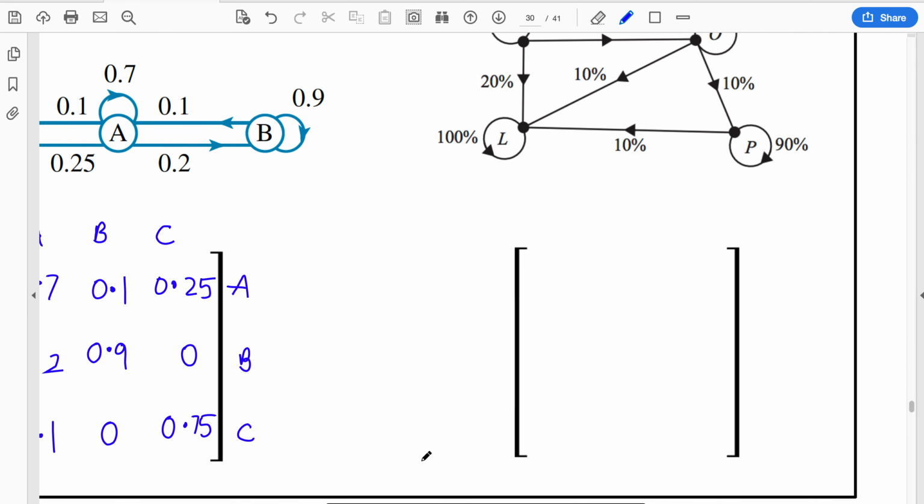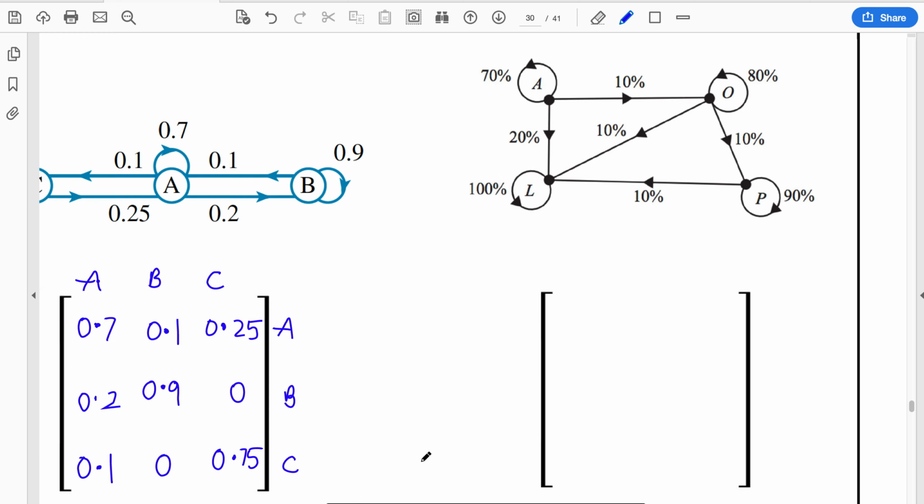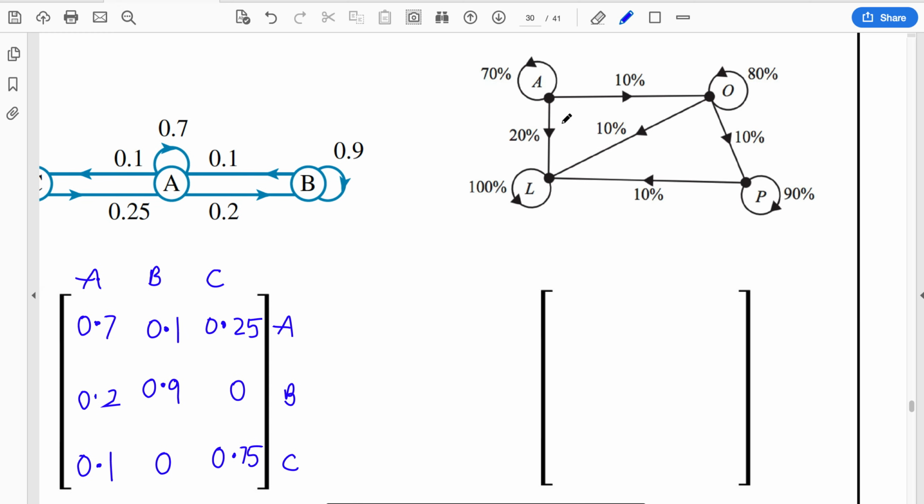And then finally, we've got this one, which has come from an exam. I'm going to just put them in sort of alphabetical order. Oops, this is playing up a little bit, as you can see. There we go. And then I'll do the loops first, so A to A. L to L is 100%, which means 1. Now, because I've got 100%, I know that these will all be zeros. So I'm going to put them in straight away. O to O is 0.8. And P to P, 0.9.